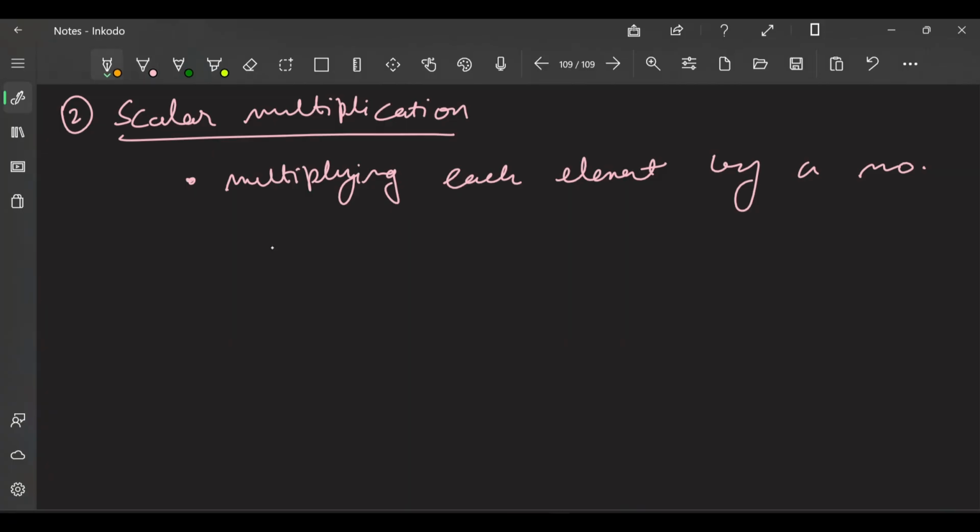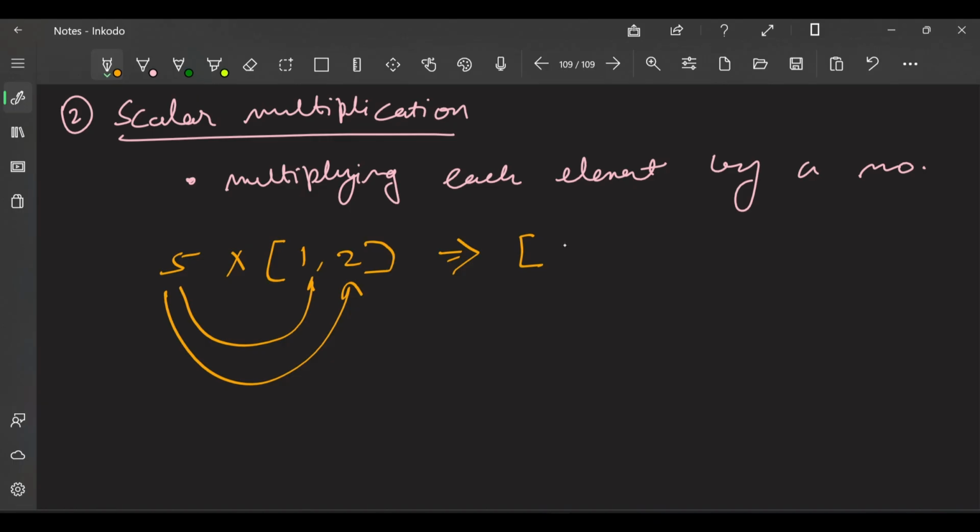Suppose one matrix is given to you, like 1 comma 2. Okay, and you have to multiply it by some number. Suppose you have to multiply it by 5. So you will write 5 into 1 comma 2. So what is the output? This will multiply by 1, and again it will multiply by 2. So what comes in the first one? 5 into 1 is 5, and 5 into 2 is 10. So the output will be 5 comma 10. I hope this is clear.